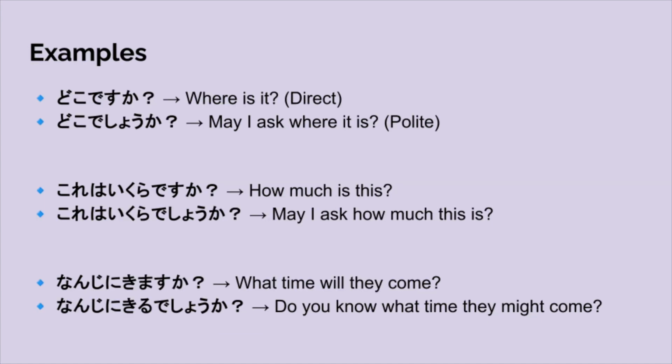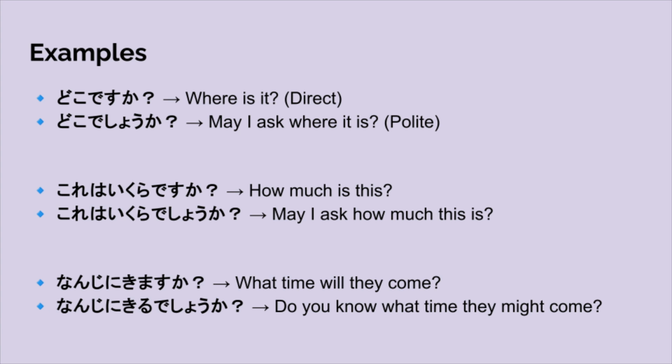So I wanted to give a couple examples of the two. So doko desu ka is where is something. Doko deshou ka is, hey, can I ask you where this is? It's a lot more mellow that way. Same thing here for number 2. Kore wa ikura desu ka? And kore wa ikura deshou ka?